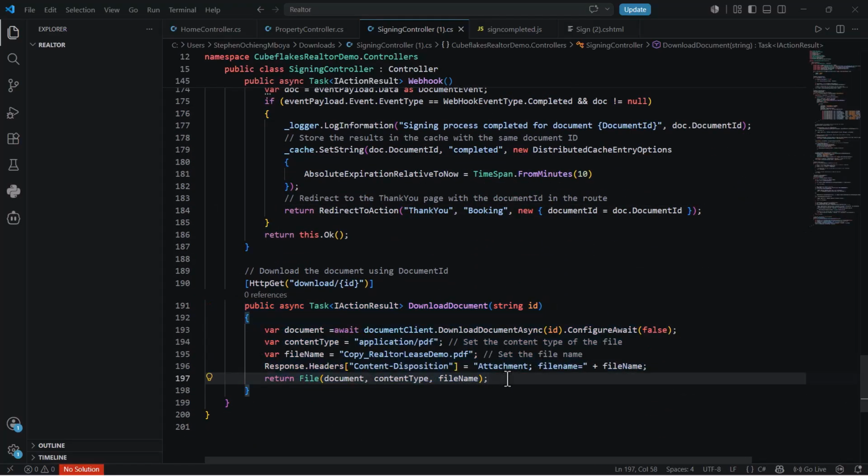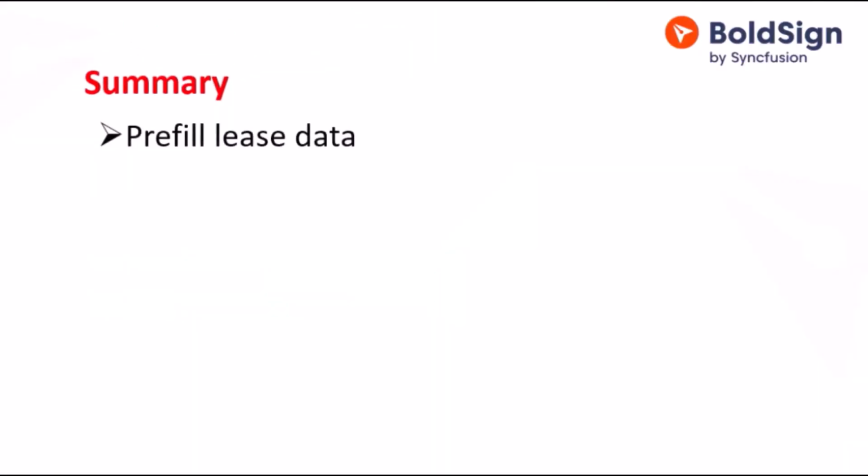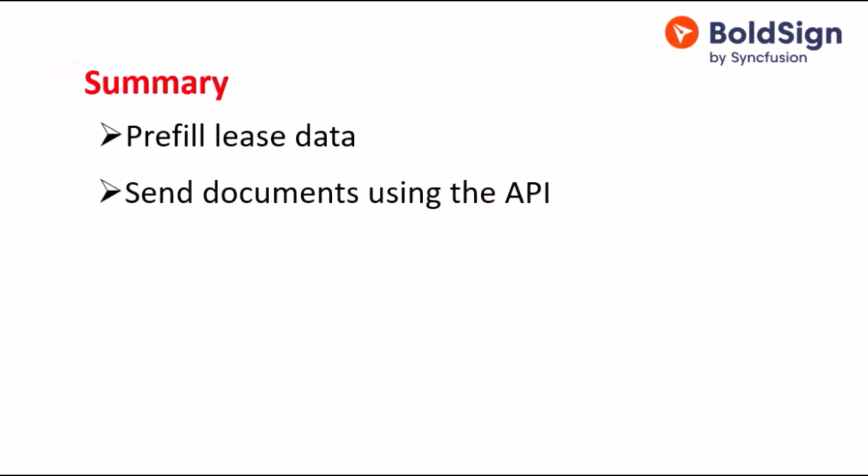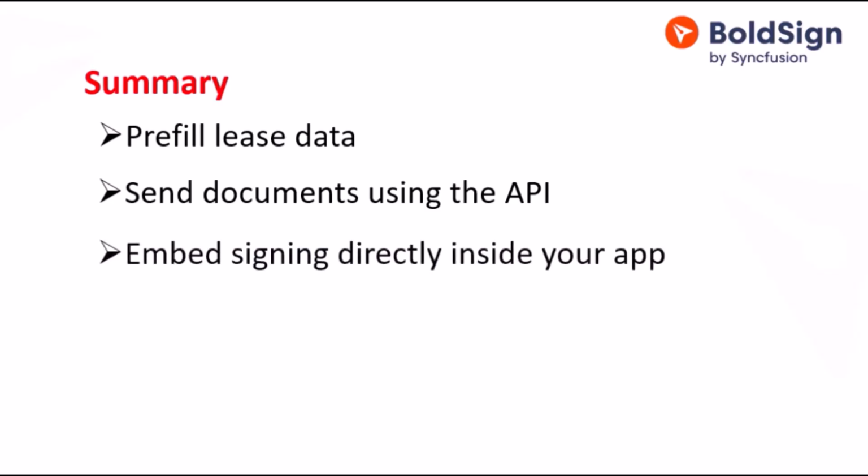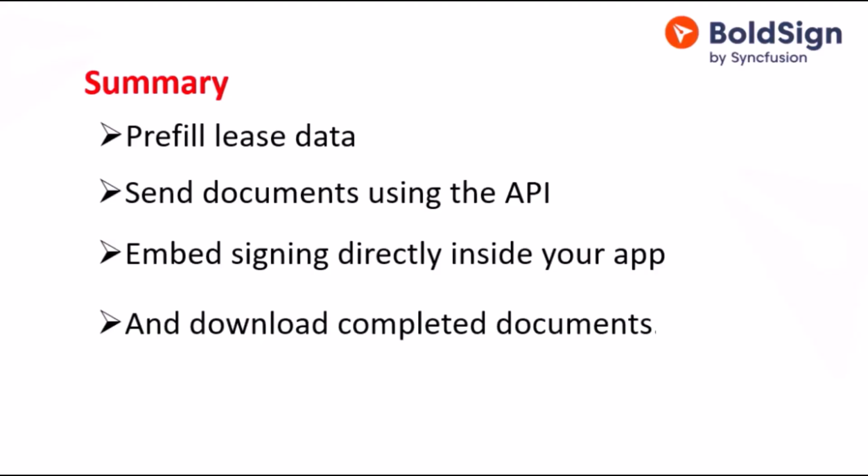That's it. You've just seen how to prefill lease data, send documents using the API, embed signing directly inside your app, and download completed documents. If you want to try this yourself, you can find the complete source code for this demo on GitHub, clone it, run it locally, and explore the full workflow end-to-end. With the BoldSign API, you can handle the entire lease signing process, from sending to completion, without users ever leaving your app.